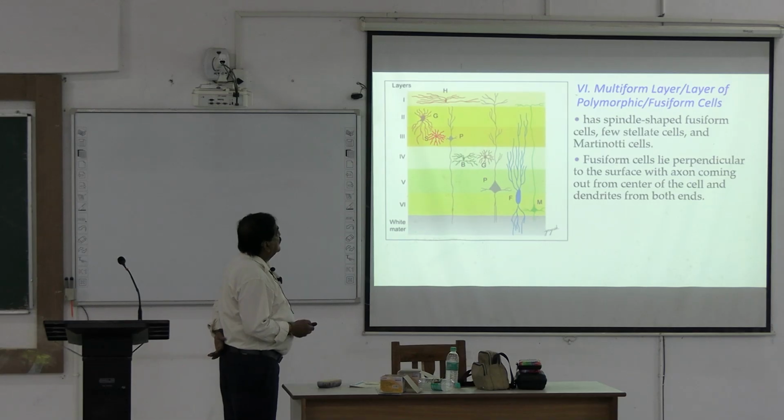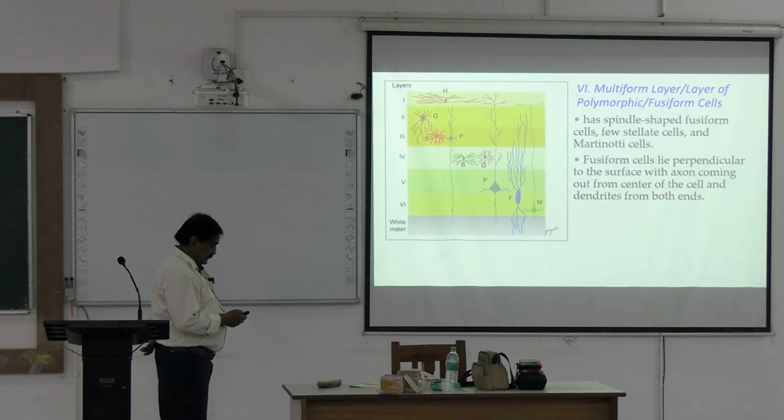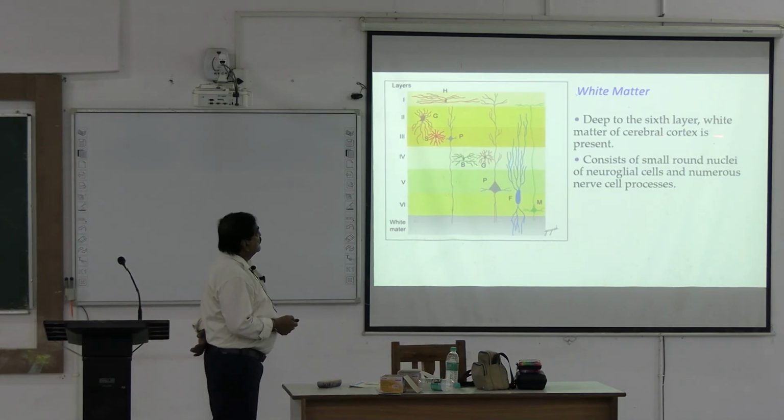Multiform layer, layer of polymorphic cells, has spindle-shaped fusiform cells, stellate cells and Martinotti cells. Fusiform cells lie perpendicular to the surface, with axons coming out from the center of the cell and dendrites from both ends. White matter, deep to the sixth layer, consists of small rounded nuclei of neuroglial cells and numerous nerve cell processes.